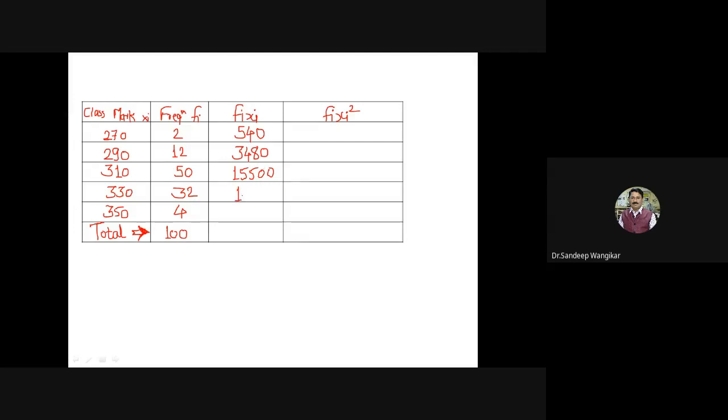10560. And then next 350 into 4. Again, no calculator required here. 1400. Go for addition of this. I will call it summation fi xi. So I will write it down here in small summation fi xi, so that I can substitute it in the formula directly.